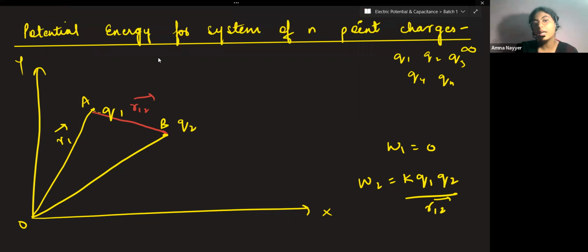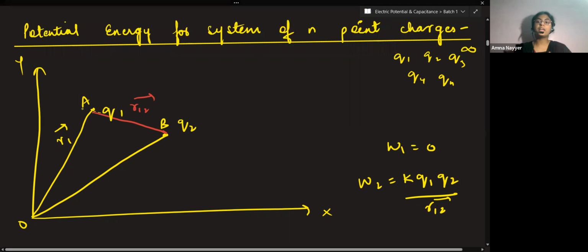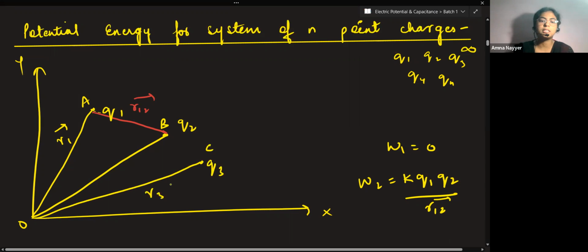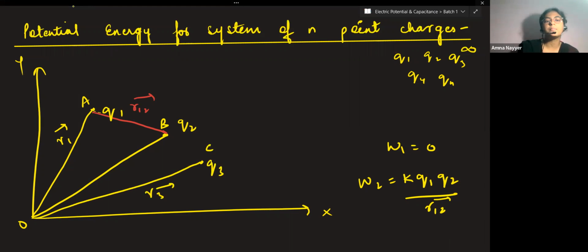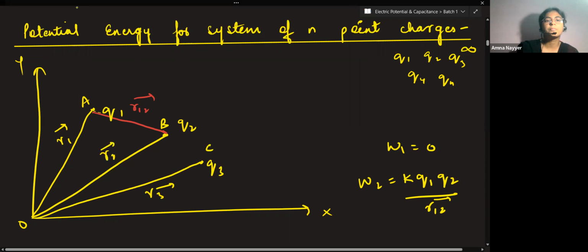But right now we don't have only two charges. Now we have Q3 as well. So I'll bring Q3 as well, let's say at point C. And this separation is R3. Now look at all the separations. This was R2.